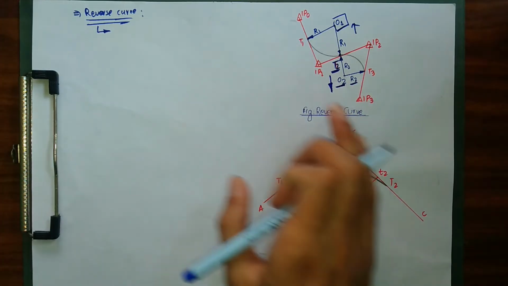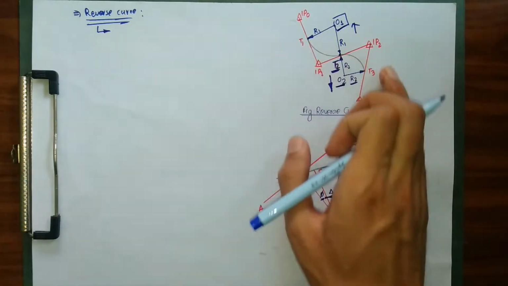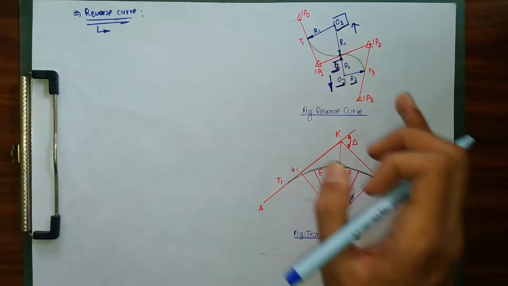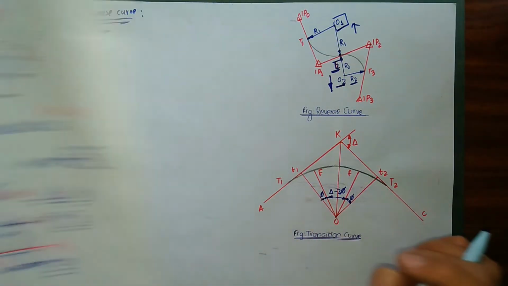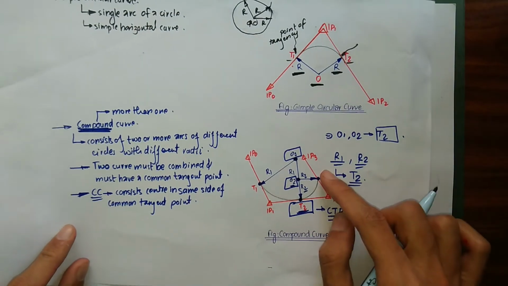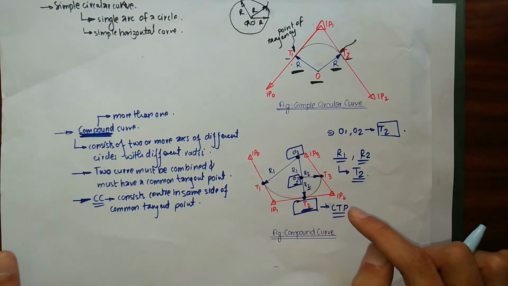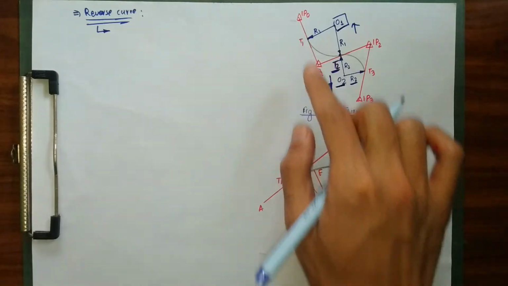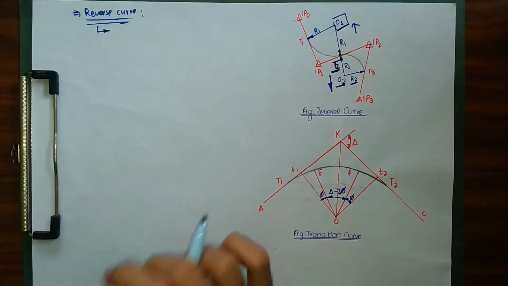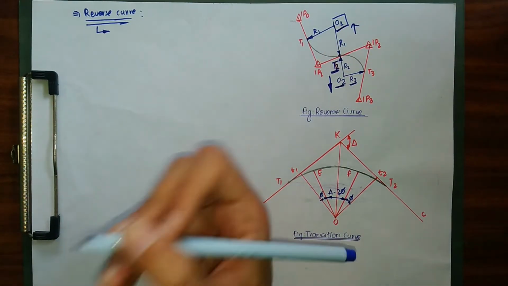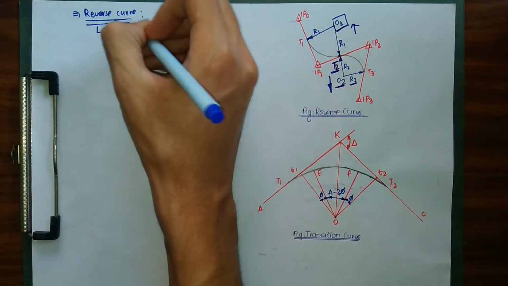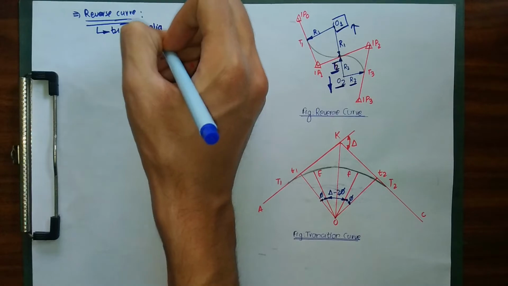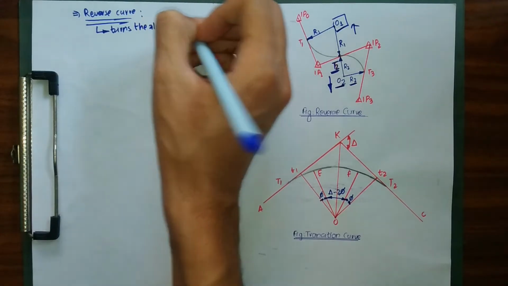As you can see here, for our reverse curve, the alignment has changed as well. Our alignment has moved in the reverse direction. For our compound curve, there is no change in alignment, but for our reverse curve, we have a change in alignment. So a reverse curve is introduced when there is a change in alignment, or we can simply say a reverse curve turns the alignment in the reverse direction.